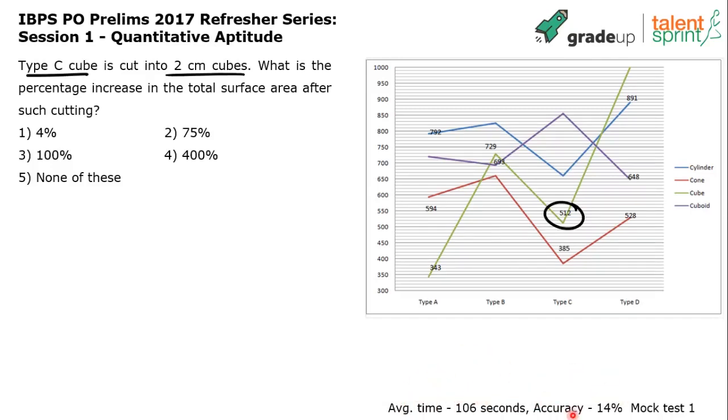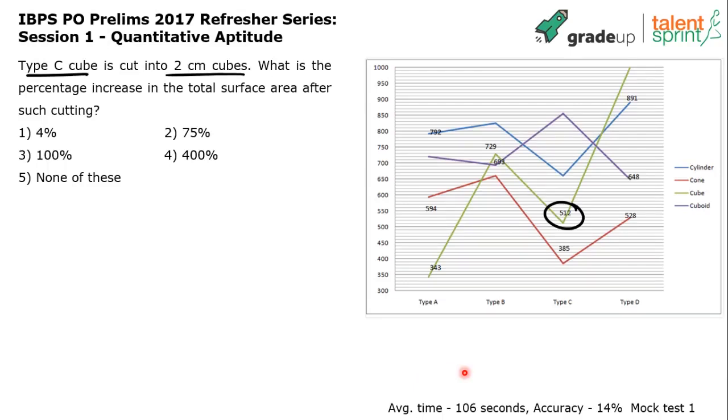But the accuracy is just 14%, which means if 100 students attempted this question, only 14 of them got it right, and the remaining 86 got it wrong. So definitely a very small percentage got it right. And secondly, look at the average time spent, 106 seconds. That is almost 2 minutes, right?